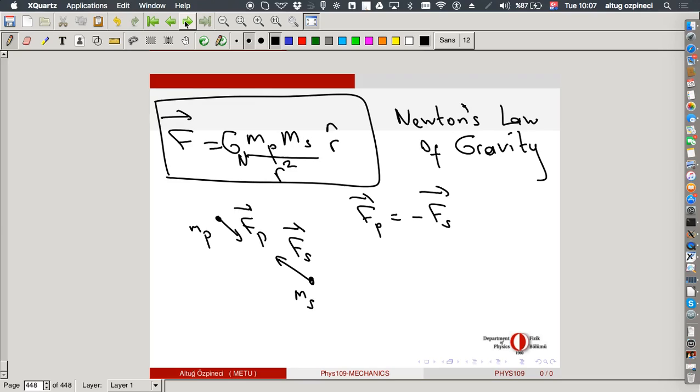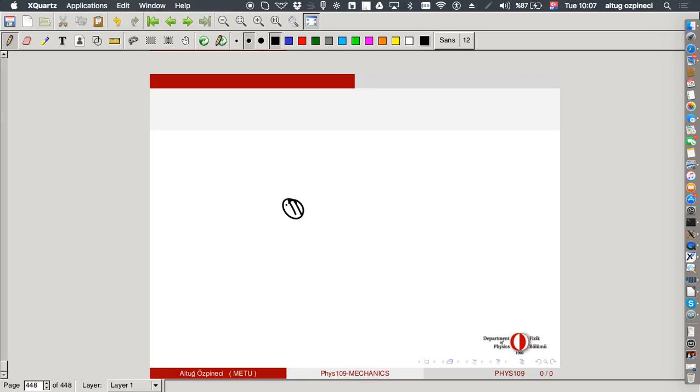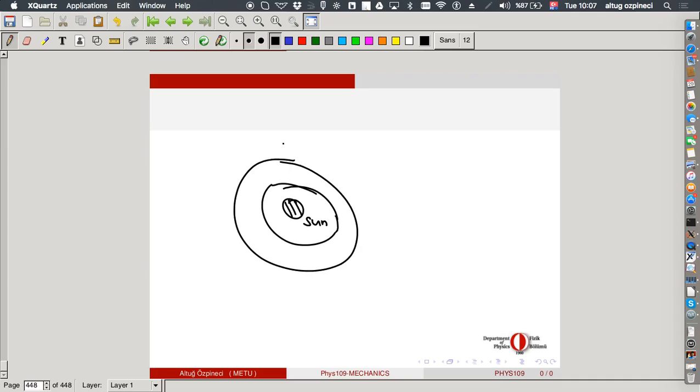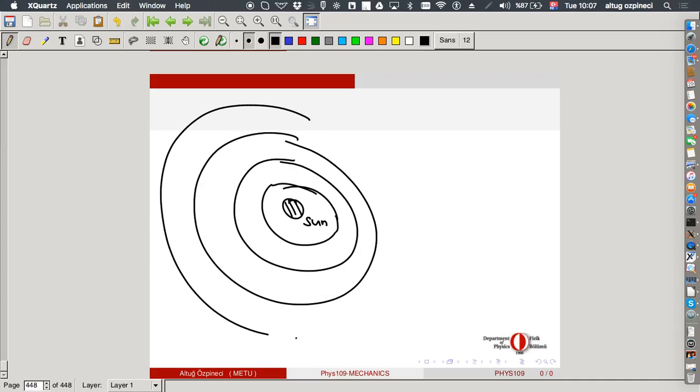Now, if you consider the solar system, this is the sun. So we have the planets going around the sun in almost circular orbits. By the way, you have probably seen a picture of the solar system, several pictures showing many of the planets. All the planets, except Pluto, lie on the same plane. The solar system is quite flat.